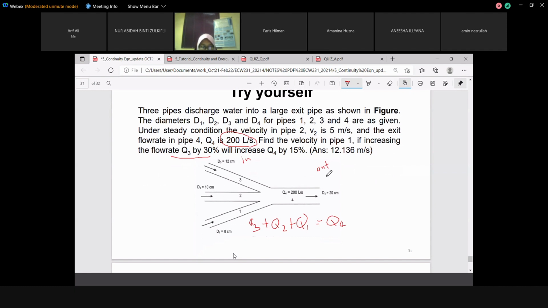Ada soalan tak? Waalaikumsalam. Okay, boleh tanya?